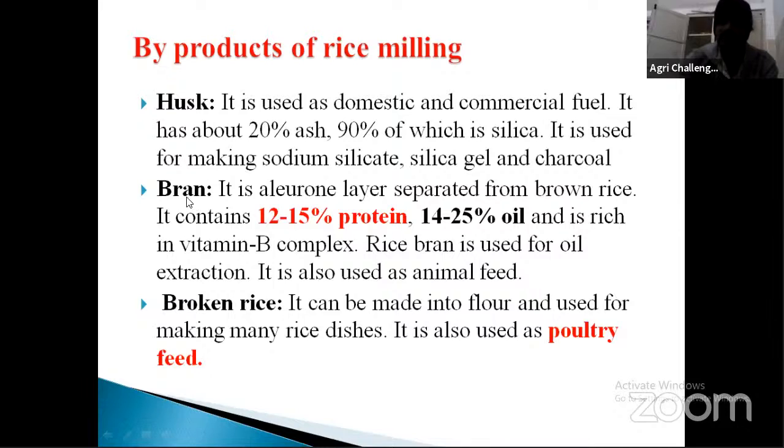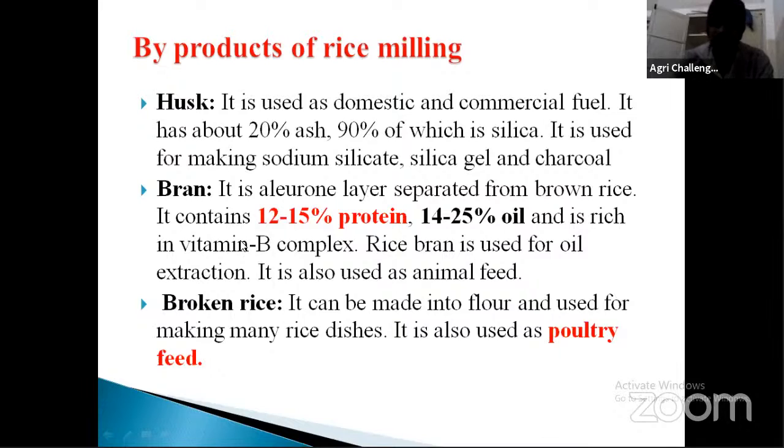Next one is bran. It is removed during the milling process. It is the aleurone layer separated from brown rice. Here we can see it consists of 12 to 15% protein, 4 to 25% oil, and is rich in vitamin B complex. These days we are hearing that brown rice is very healthy for us, because in brown rice this bran is present. In brown rice, only hulling is done, that means the husk is removed, and brown rice consists of protein, oil, and these vitamins.